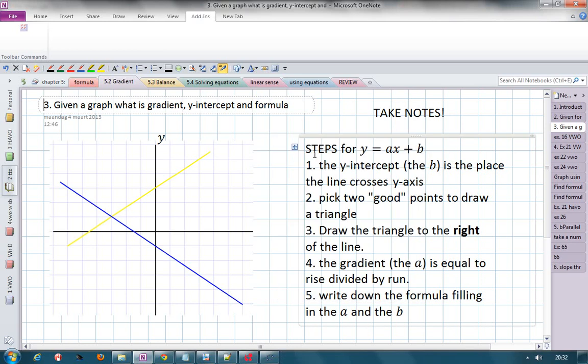Okay, in this video I'm going to talk about how to generate the formula of the graph of a line. In a minute I'm going to demonstrate that for this yellow and this blue line. This is the procedure for doing it. Before I get into it, I just want to give you some background information on why this works the way it does.